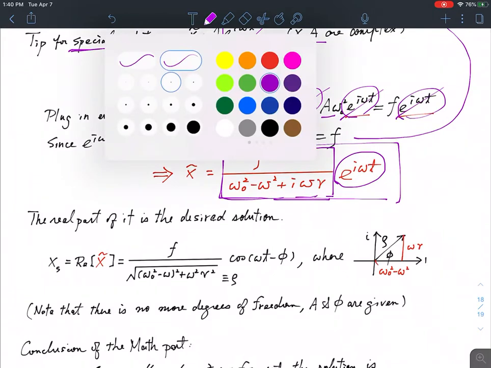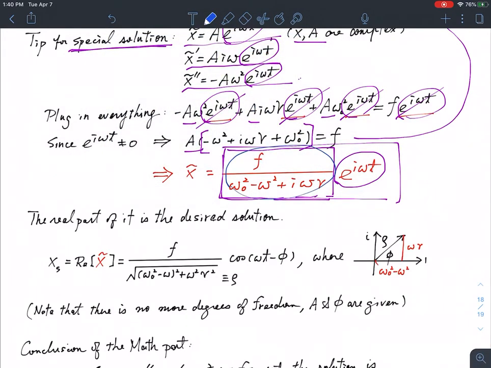Here's a complex number. Here's yet another complex number. I'm just going to skip these details. It turns out the complex number here.